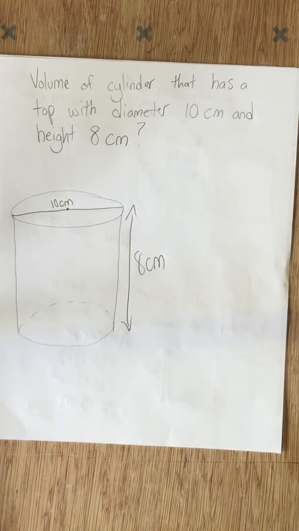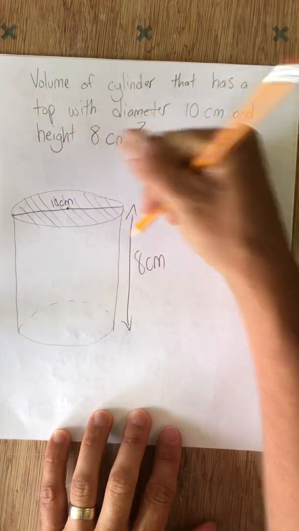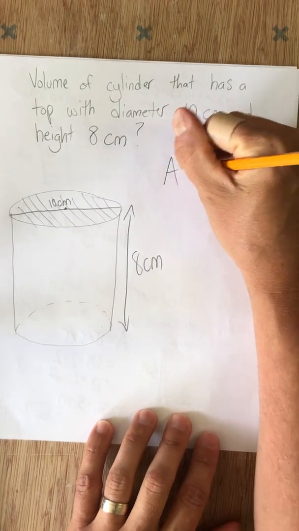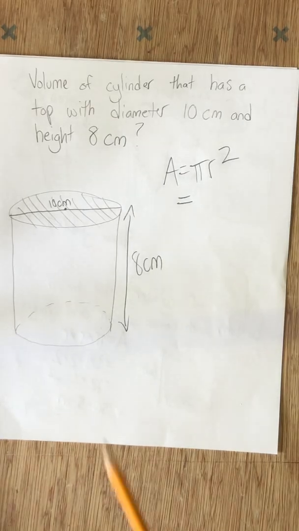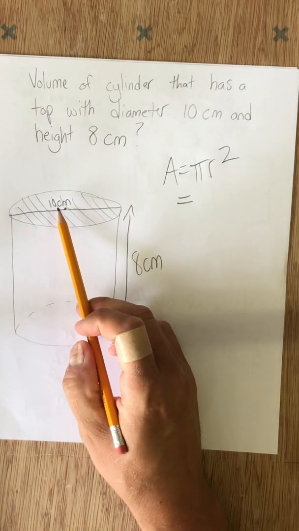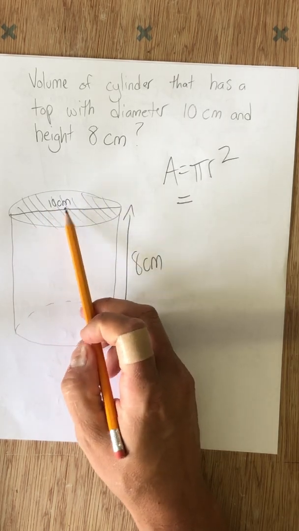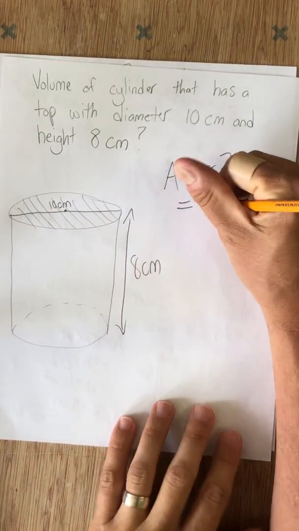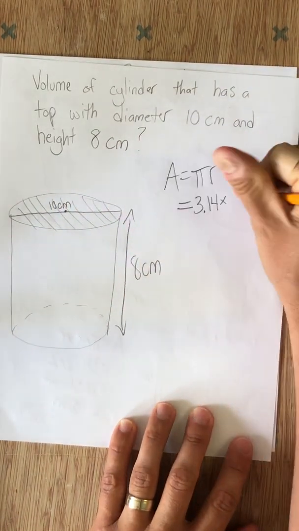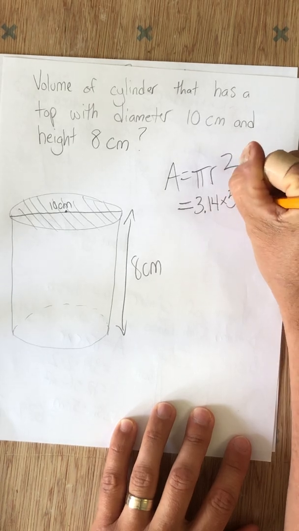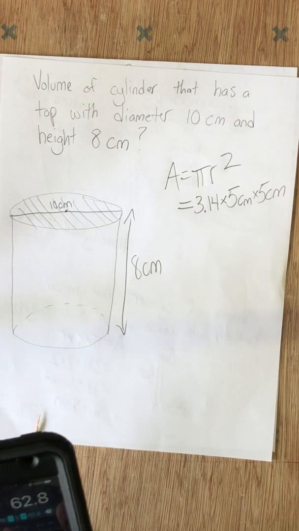So how do I find out the volume of this? Well, the first thing I need to do is find the area of the top. Again, area is pi r squared. I've been given the diameter here, so first I need to think about what the radius is. If the diameter is 10, the radius is 5. So now I can plug that into my equation: 3.14 times 5 centimeters times 5 centimeters.